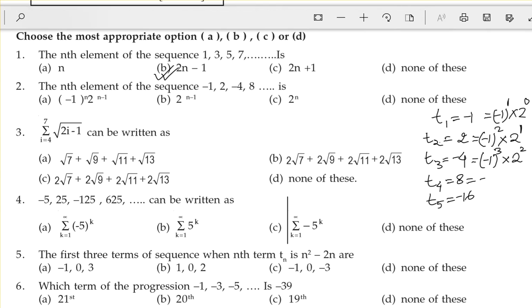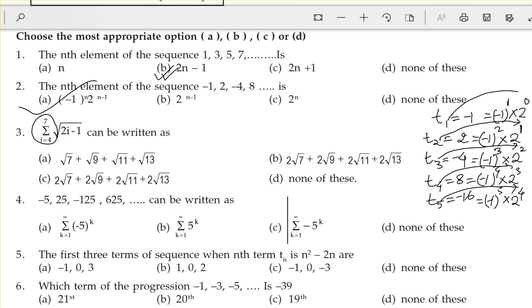Now minus 1 raised to the power 4 times 2 raised to the power 3, then minus 1 raised to the power 5 times 2 raised to the power 4. So when there is 1, here is 0. When there is 2, it is 1. When there is 3, it is 2. When 4, it is 3. When 5, it is 4. So when n, it will be n minus 1. So first option is correct. Minus 1 raised to the power n times 2 raised to the power n minus 1.